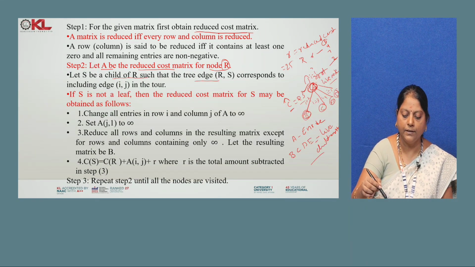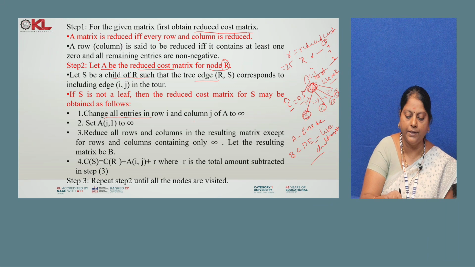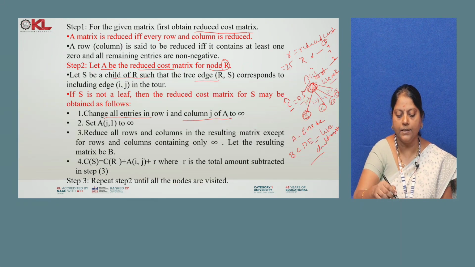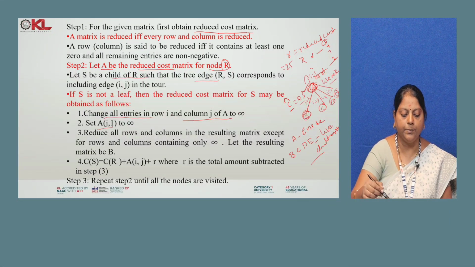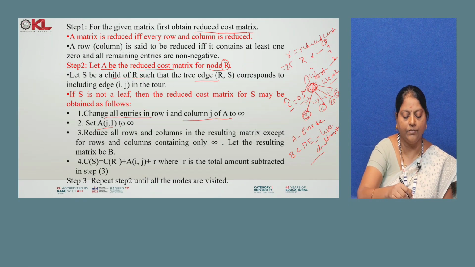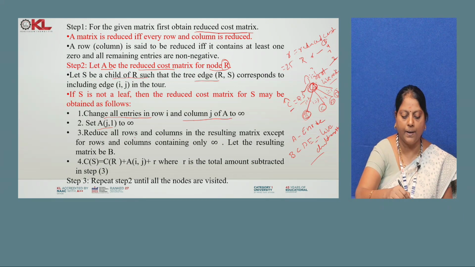How to find the cost for the remaining child nodes? First, make all the entries in the ith row and jth column infinity. So we put all the values of the ith row and jth column as infinity. Next, second step, A(j, 1) is also set to infinity. After that we get some matrix, then we have to apply reduction. So what is reduction?